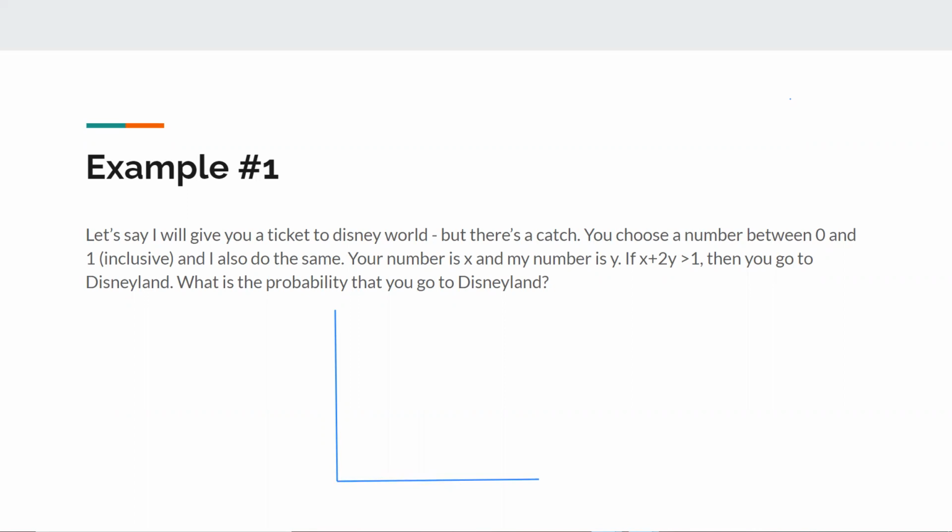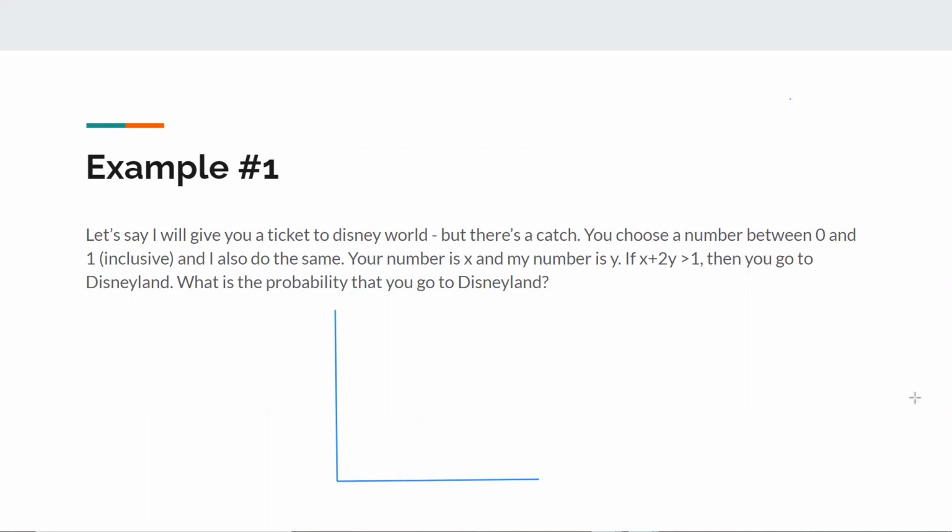Let's say I give you a ticket to Disney World. Everybody loves Disney World, but there's a catch. You choose a number between 0 and 1, inclusive. I also do the same. Your number is X, my number is Y. If X plus 2Y is greater than 1, then you go to Disneyland. But what is the probability that you do, in fact, go to Disneyland?